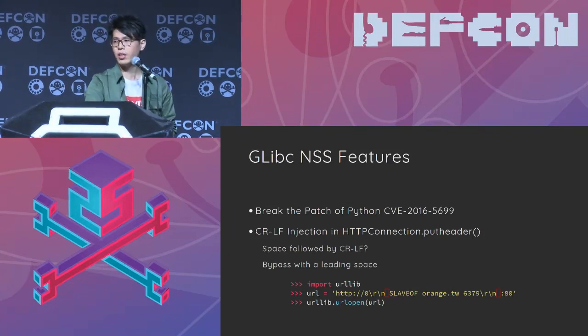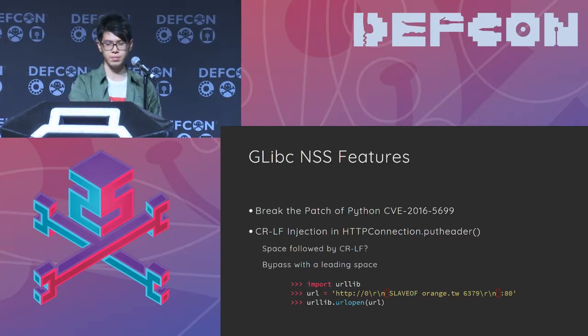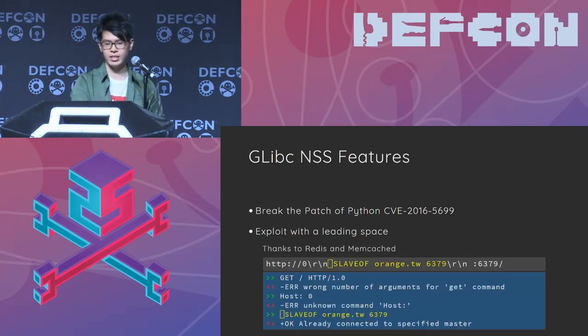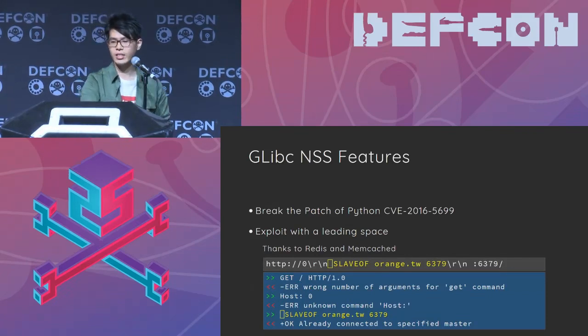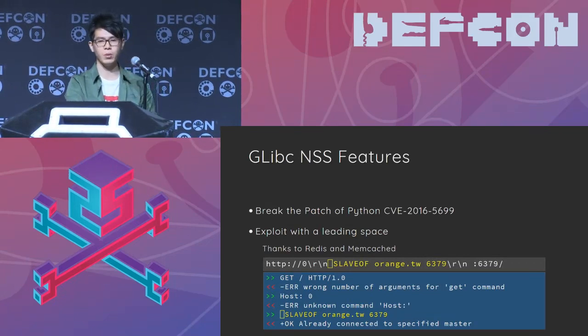But this brings out a new problem. There is one more leading space in our payload. Does protocol smuggling work this way? The answer is yes, thanks to Redis and Memcached. As you can see, the set of commands starts with a leading space, but the server still replied OK. Redis and Memcached will strip the leading space. So our exploit works again.